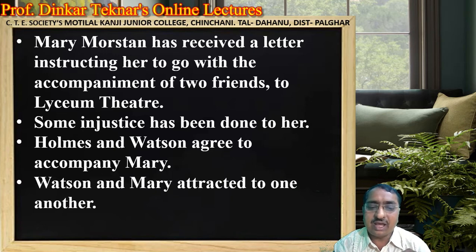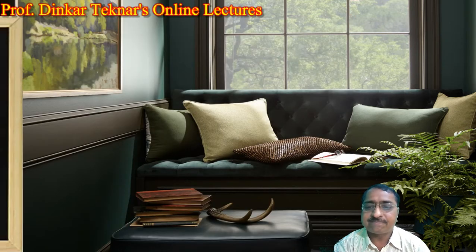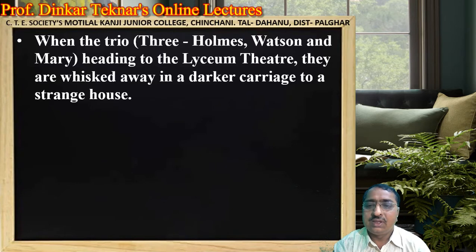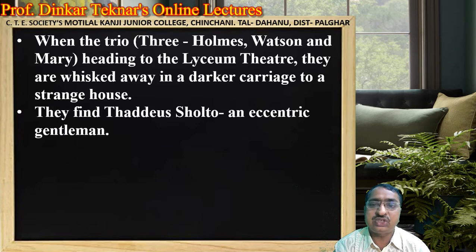Watson and Mary are attracted to one another, means there is a love affair, and Watson falls in love with Mary Morstan. This is one of the sub-themes, sub-stories of the novel. When the trio, means three people, Holmes, Watson and Mary, are heading to the Lyceum Theatre, they are whisked away in a dark carriage to a strange house. Means they are taken to a strange house.